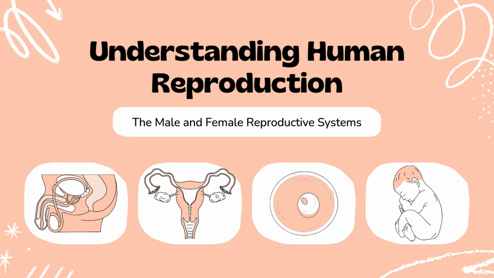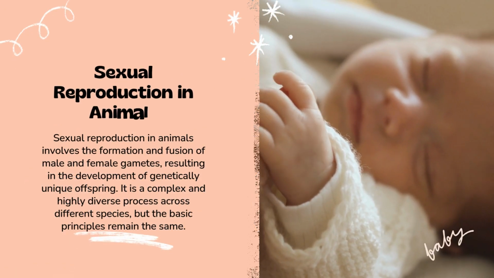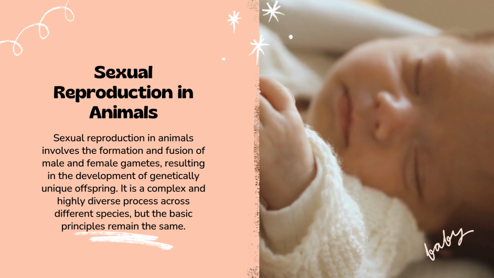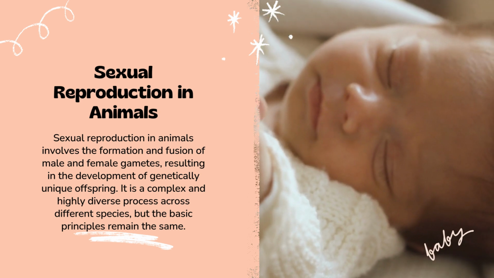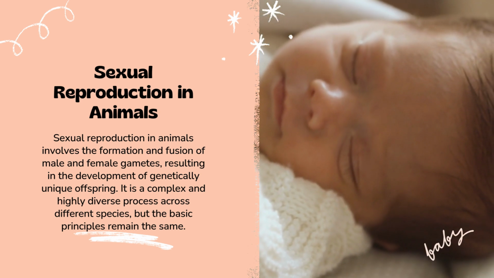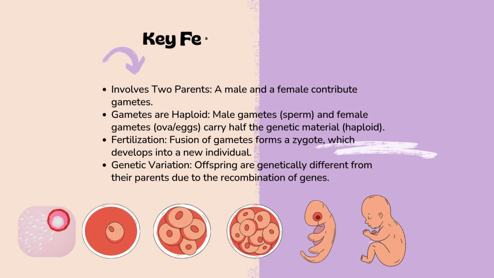So let's get started. Sexual reproduction in animals involves the formation and fusion of male and female gametes, resulting in the development of genetically unique offspring. It is a complex and highly diverse process across different species, but the basic principles remain the same. Let's talk about the key features of sexual reproduction.